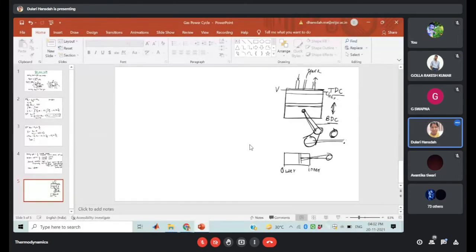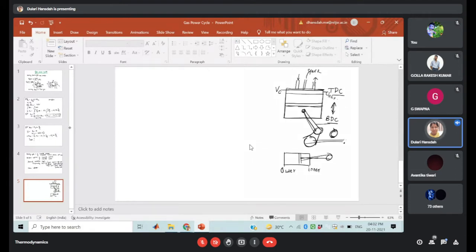Different components are used: cylinder head, inlet valve, exhaust valve, spark plug or injector, connecting rod, and the crank mechanism. Okay, so these are the different components of your reciprocating engine.